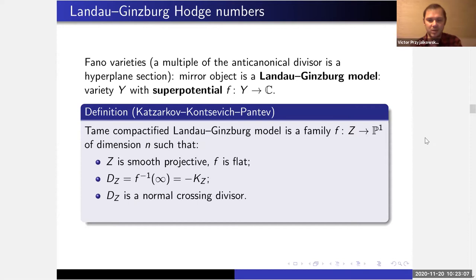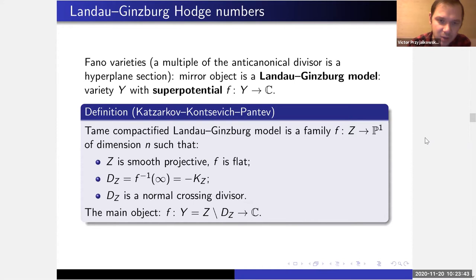The remark is that this Z is not necessarily projective. There are examples when Z is not projective, but Z without the fiber over infinity is a quasi-projective variety. And of course, if we delete this fiber over infinity, this will be our Landau-Ginzburg model. So it's a good compactification of the Landau-Ginzburg model. So this is our object.